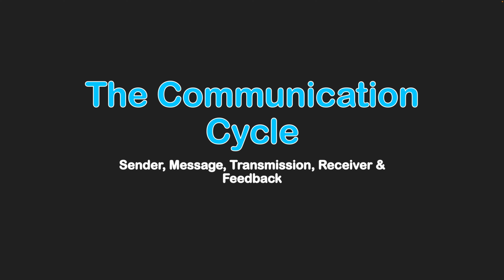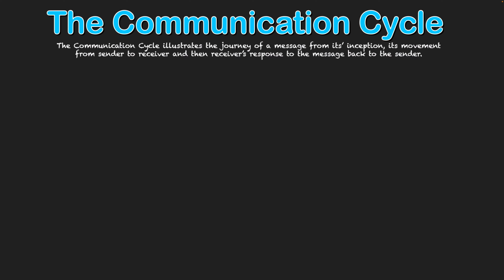The communication cycle: sender, message, transmission, receiver, and feedback. The communication cycle illustrates the journey of a message from its inception, its movement from the sender to the receiver, and then the receiver's response to the message back to the sender.